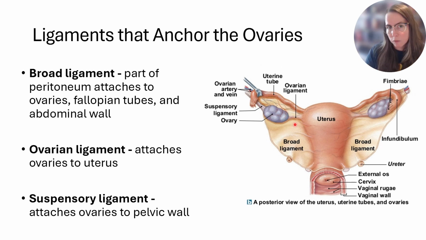We also have the ovarian ligament, which you can see here, that connects the ovary to the uterus. There is no passageway here. It is simply a connection to have the ovary attached to the uterus.